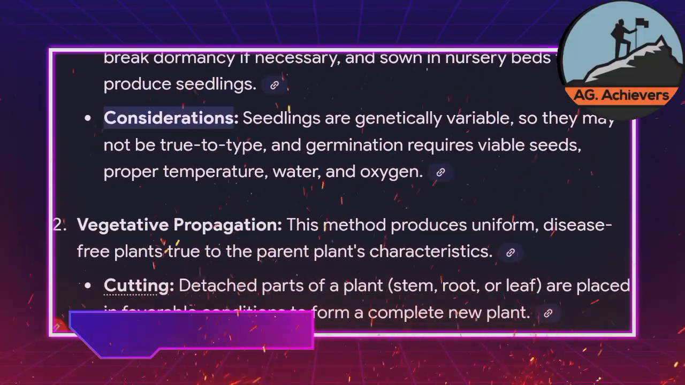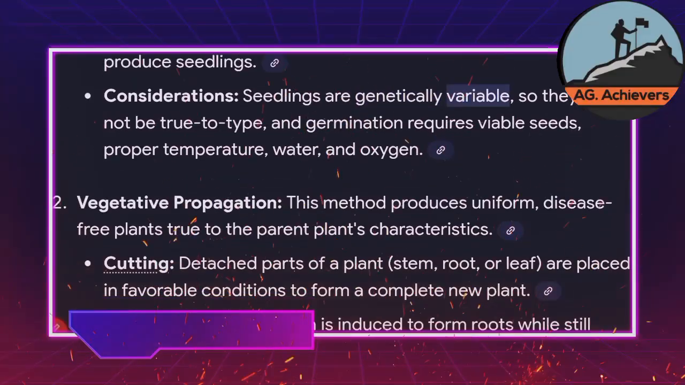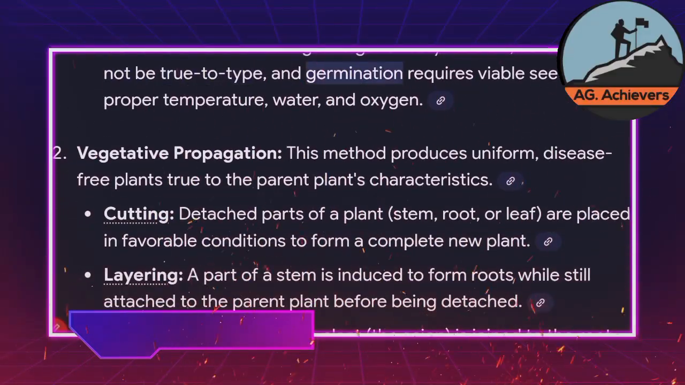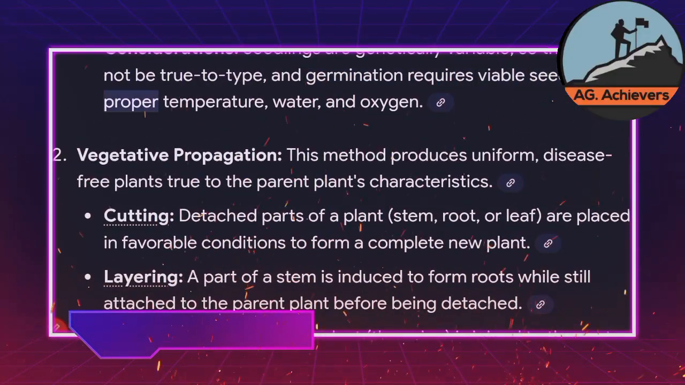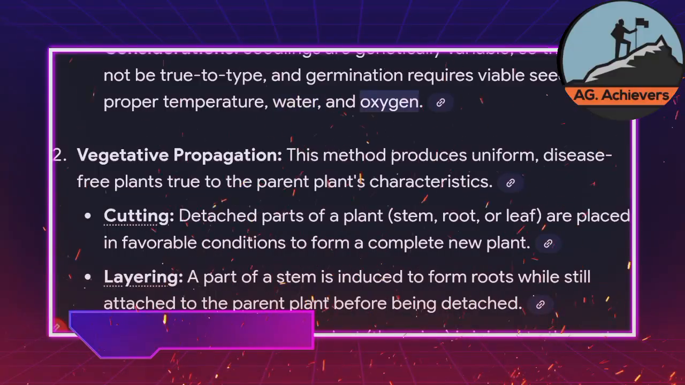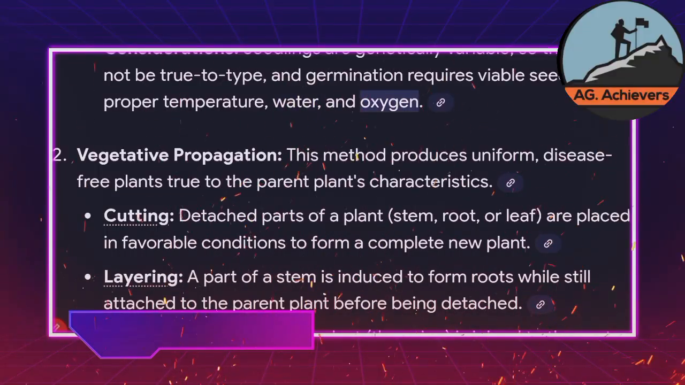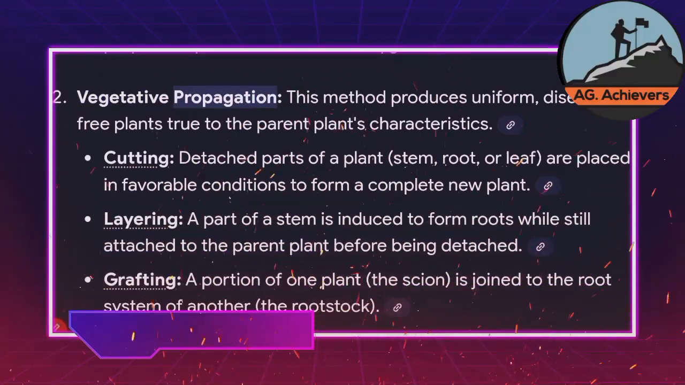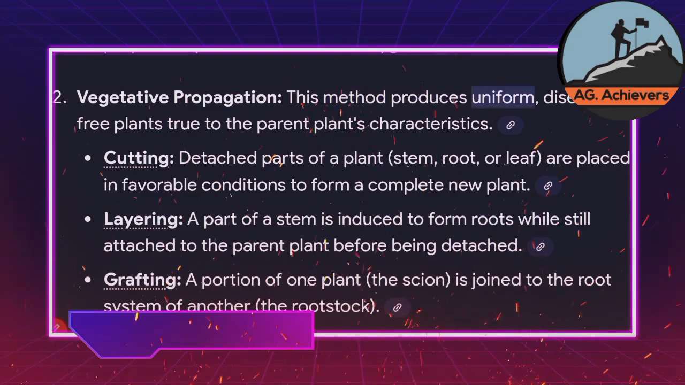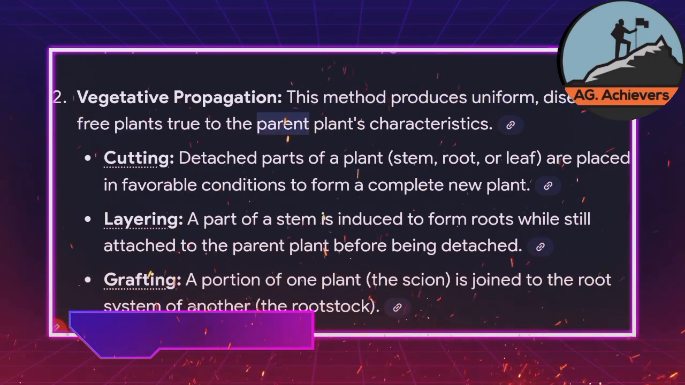Considerations. Seedlings are genetically variable, so they may not be true to type, and germination requires viable seeds, proper temperature, water, and oxygen. 2. Vegetative propagation. This method produces uniform, disease-free plants true to the parent plant's characteristics.